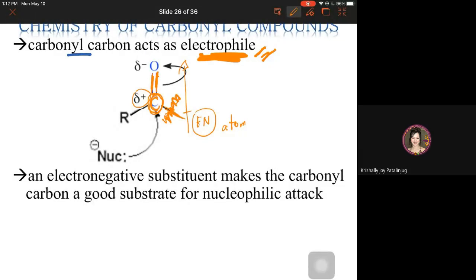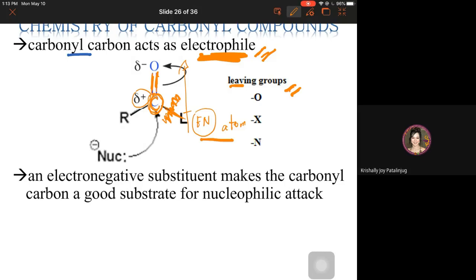And the rest of the derivatives of carboxylic acid also contain an electronegative atom on this part. Now, the electronegative atoms bonded here particularly act as leaving groups in general. Whenever an electronegative atom is attached to that part of the acyl group, it is called a leaving group.